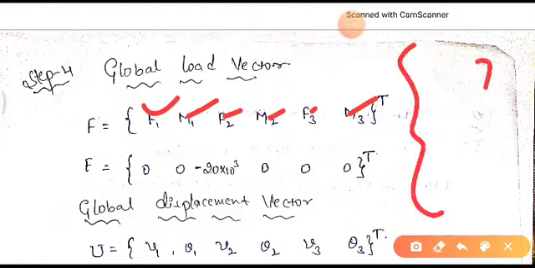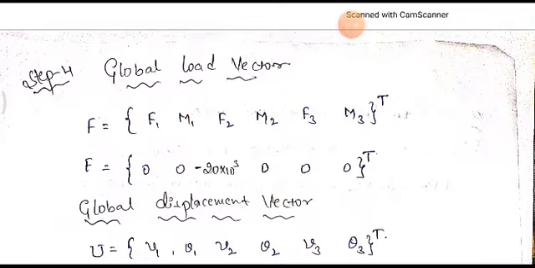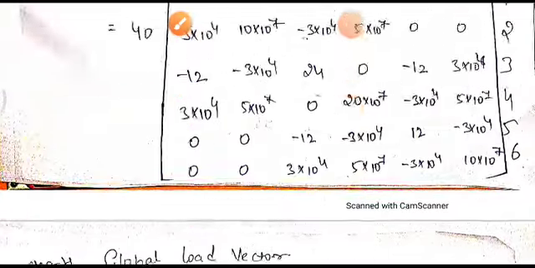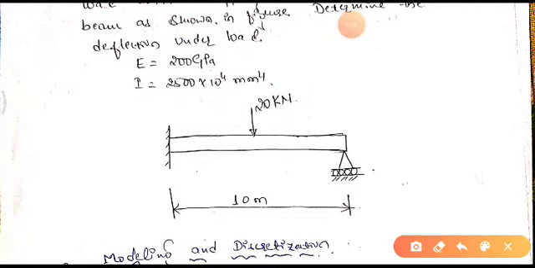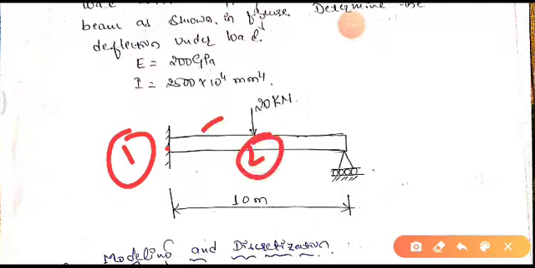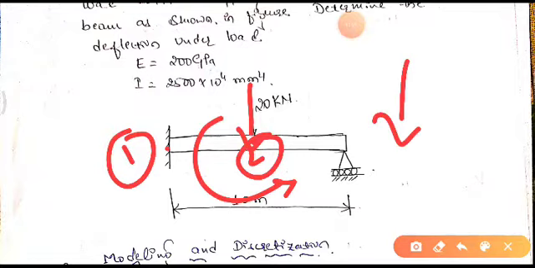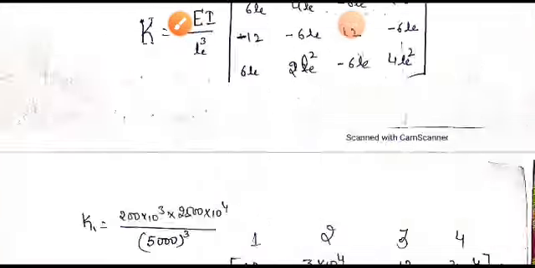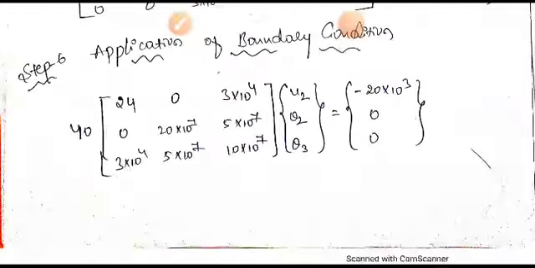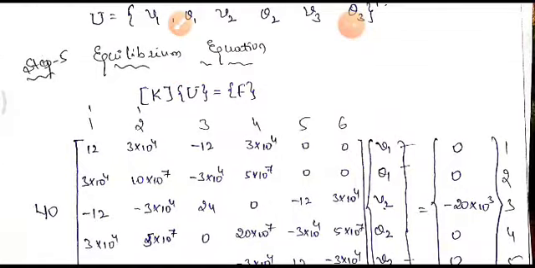Actually we need to write it as a vertical matrix. Here I have written horizontal, so I have written transpose. Now if you see our figure, there is no force and moment at node 1, and at node 2 we don't have any moment. We have only the vertical force acting in the negative y direction, so minus 20 into 10 raised to 3 we have taken as the F2 load. That's what you can see over here.